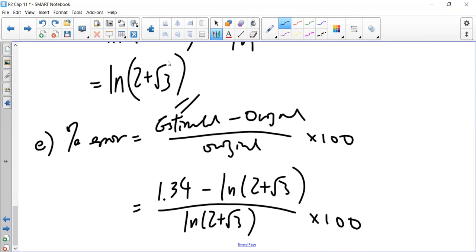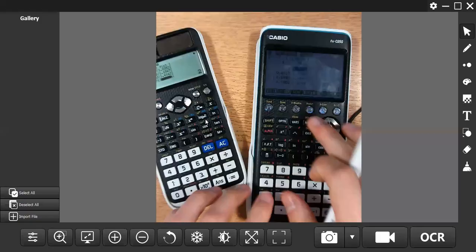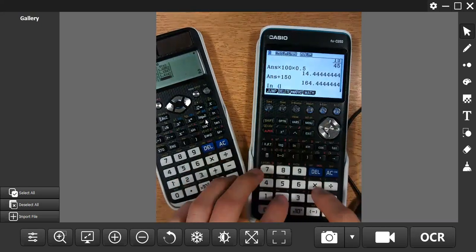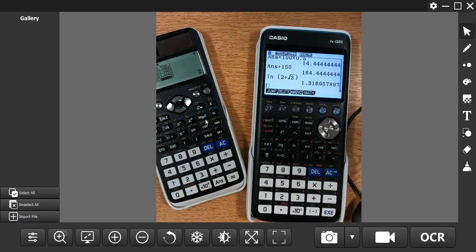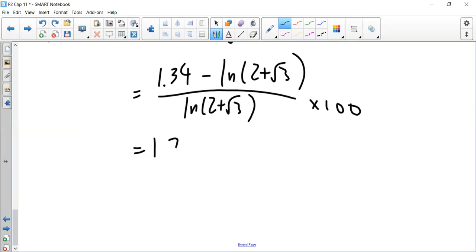Exam tip for you: do put the exact ln of 2 plus root 3 in the calculator. If you put ln in a bracket, 2 plus root 3, where's square root? There we go, square root 3. Now you can see it's 1.31695, which is not far off from 1.34. That's a hint that your 1.34 might potentially be correct, because what you estimate shouldn't be too far off from the original. Then you put the whole thing in your calculator, times by 100, and you should get 1.75%. I would suggest you put it in a calculator to see if you get this.